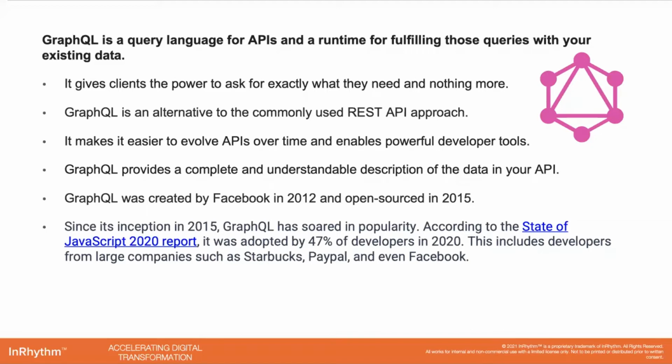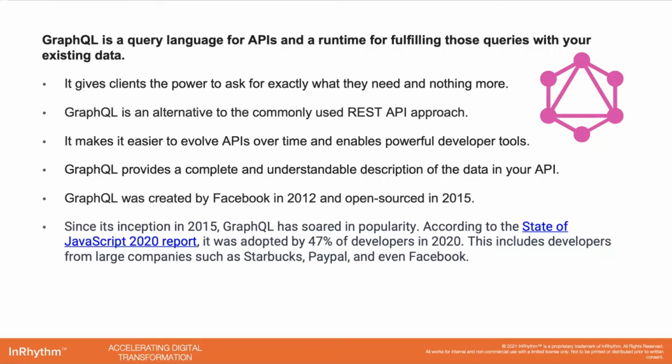Also, GraphQL makes it easier to evolve APIs over time because it doesn't have API versioning. We'll cover that later in more detail. Also, GraphQL provides quite powerful developer tools. With GraphQL, you can also provide a complete description of the API, which is quite helpful for developers.